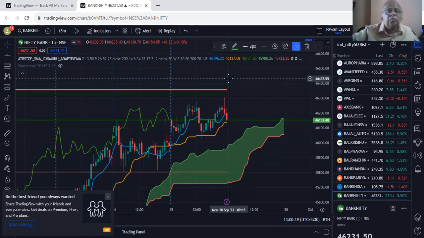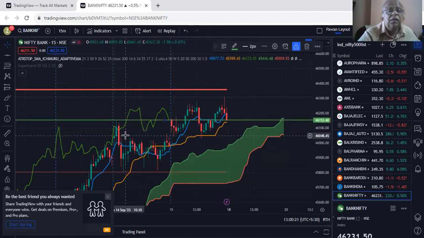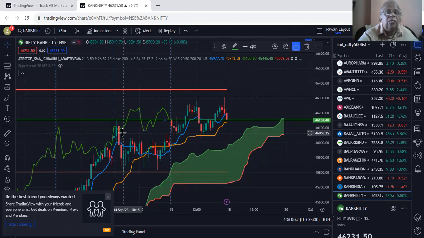So here the Chikou span is above this price, so it is bullish. So one can enter into the trade. This has to be confirmed. So these are the points. The position of Chikou span should be above the high of the corresponding candle.